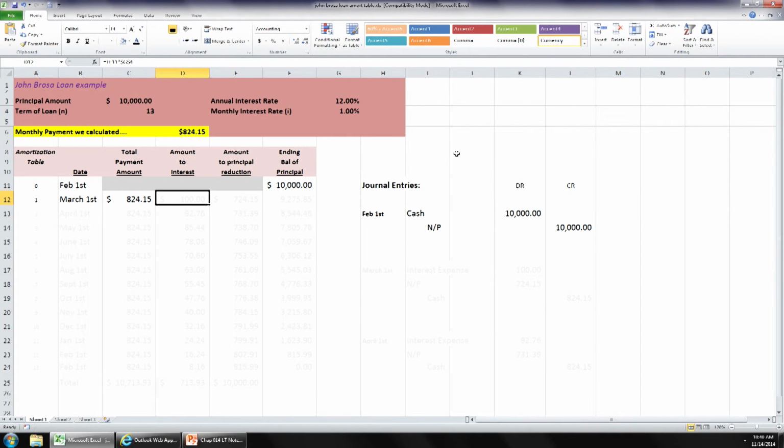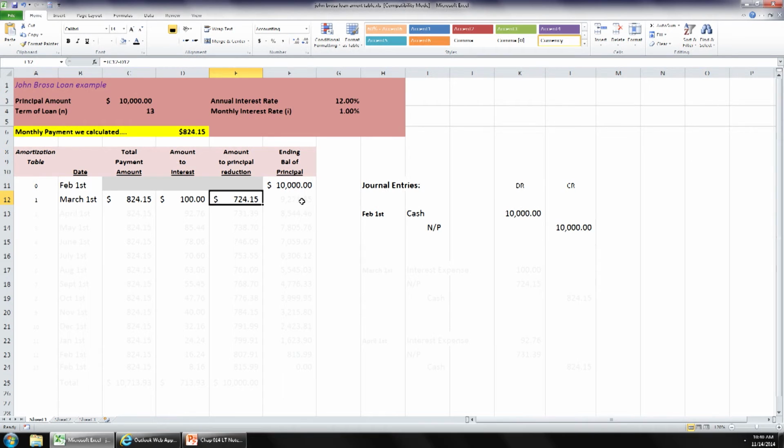This cell right here. The way we calculate this is we take the most recent ending balance of principal, which in this case is $10,000, times the monthly interest rate, which is 1%, right? Well, we can do that in our head. What's 1% of 10,000? It's $100. So of this $824.15, the first thing it needed to do was pay the interest charges. Now, the remainder goes to actually reducing principal. So this $724.15 is our total payment of $824.15 minus the interest charge.